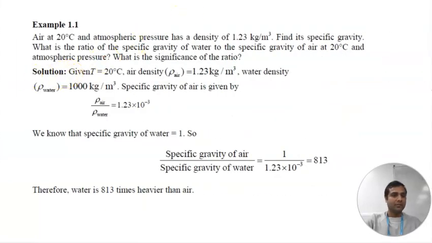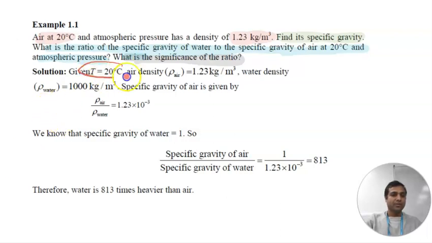Now let's do one numerical question. We have air at 20 degrees and atmospheric pressure, where the density of the air is 1.2 kilogram per meter cube. We need to find the specific gravity. We also need to find the ratio of the specific gravity of water to the specific gravity of air. And why do we need these values? What's the importance of these values?